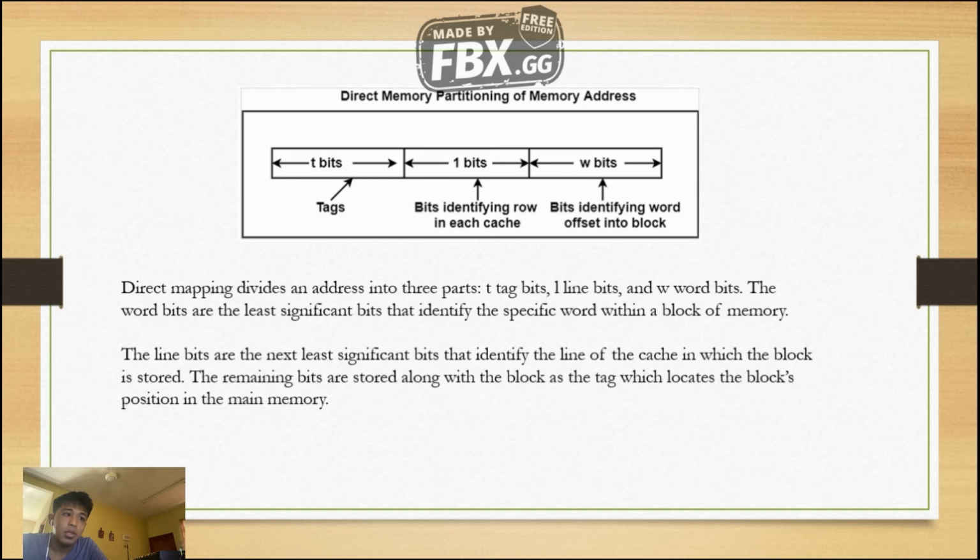The word bits are the least significant bits that identify the specific word within a block of memory. The line bits are the next least significant bits that identify the line of the cache in which the block is stored. The remaining bits are stored along with the block as the tag, which locates the block's position in the main memory.